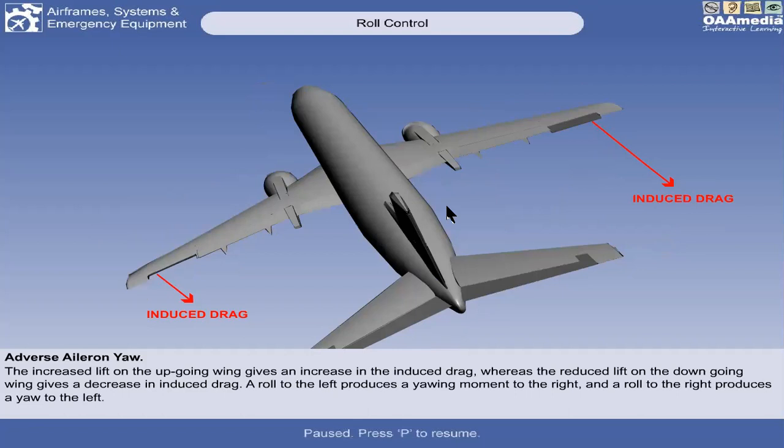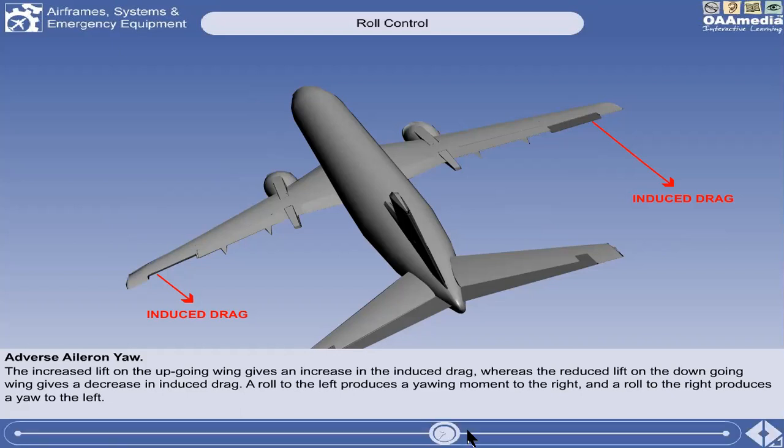Because of those increase in induced drag in either part of the wing, no? In the left wing or kung saan man naka-deflect upward o naka-deflect downward yung ating ailerons. So it produces a yawing moment. For example, opposite siya sa roll. Kunwari magro-roll ka papunta sa kaliwa. Because of adverse yaw, it produces a yawing moment to the right.